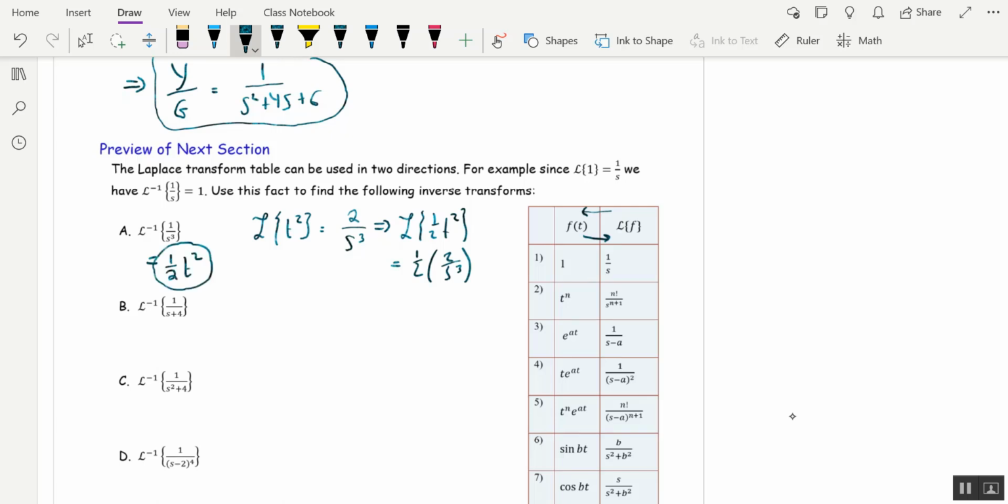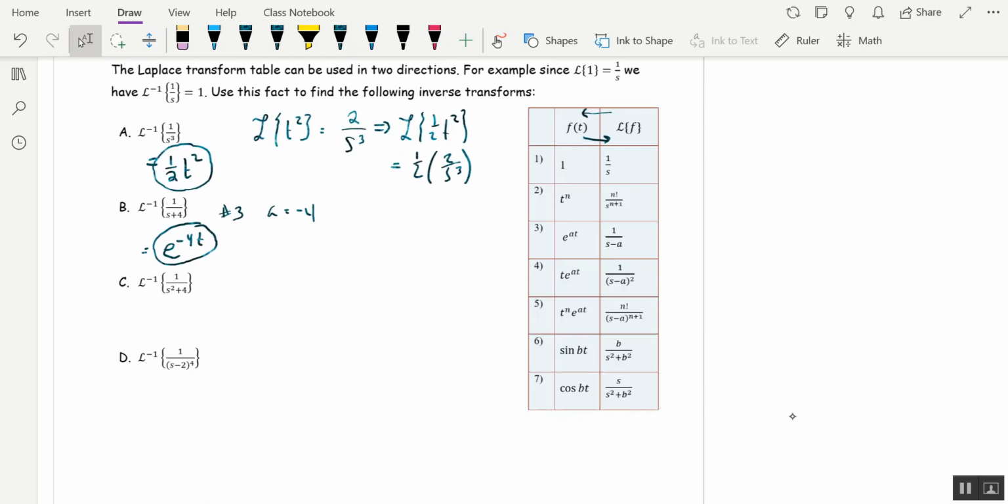And you can do most of what I just said and wrote down in your head. All right, for B, this looks to me like formula number 3 with a equal to -4. So this is simply equal to e to the -4t. Now be careful with your variables. When you go forward, you go from t's to s's. When you go backwards, you go from s's to t's.